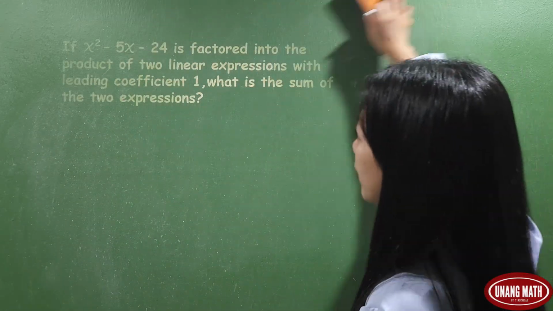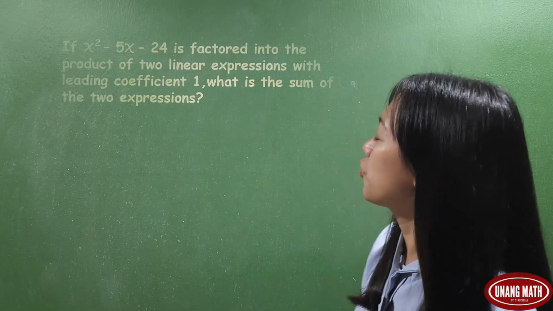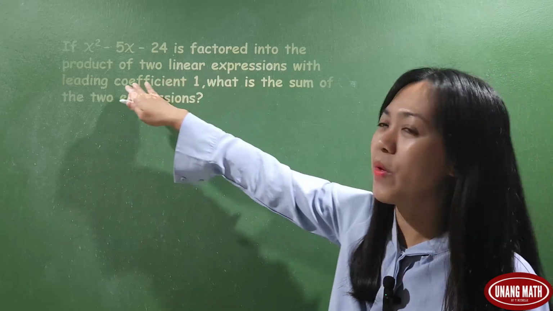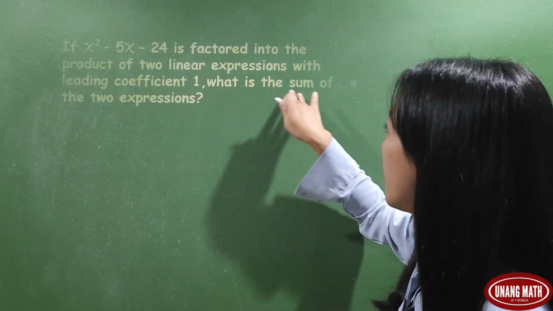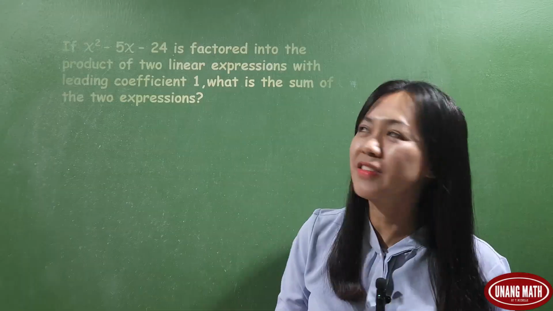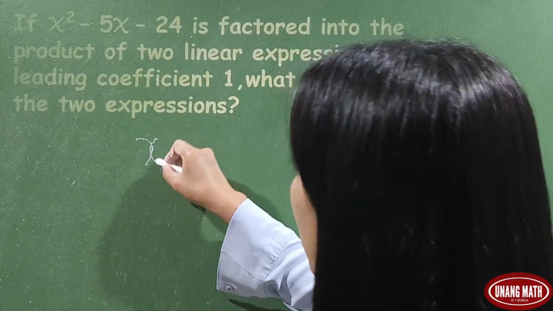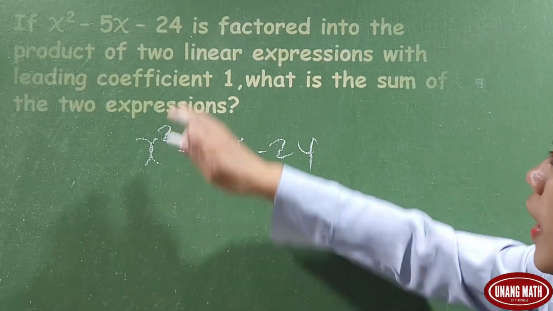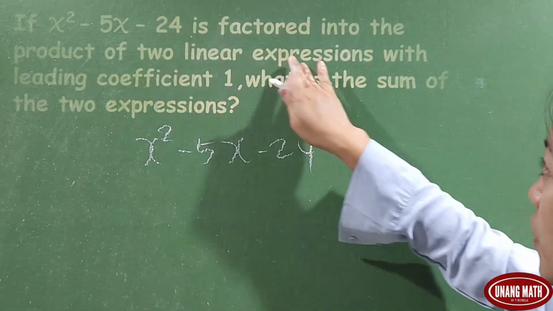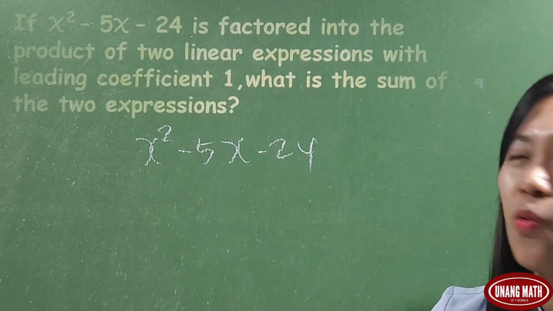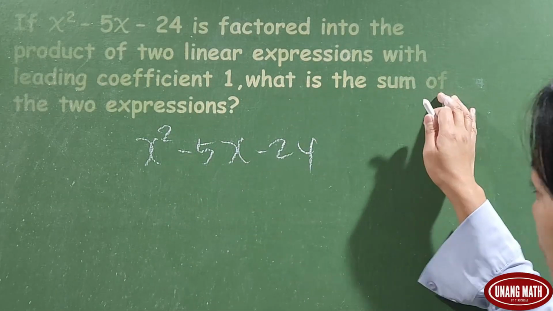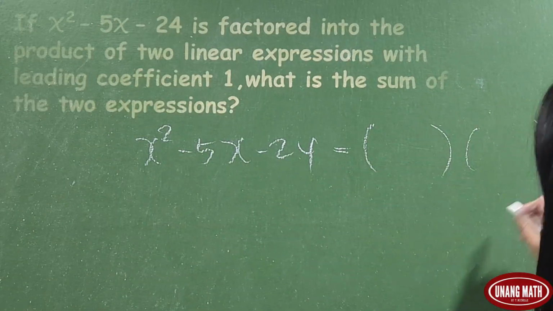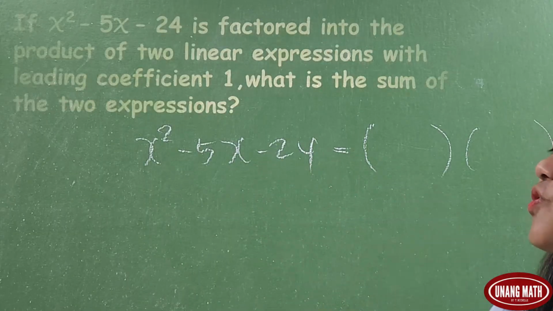If x squared minus 5x minus 24 is factored into the product of two linear expressions with leading coefficient 1, what is the sum of the two expressions? Okay, let's get this quadratic trinomial here. X squared minus 5x minus 24. If this is factored into the product of two linear expressions with leading coefficient 1, it's asking here for the sum of the two expressions. The two expressions here are factors of this quadratic trinomial.